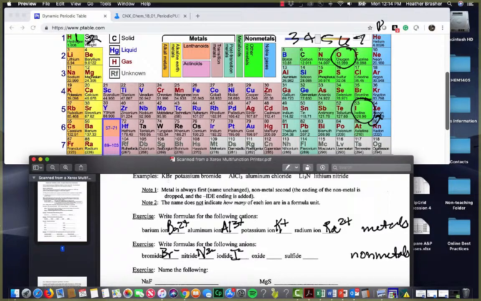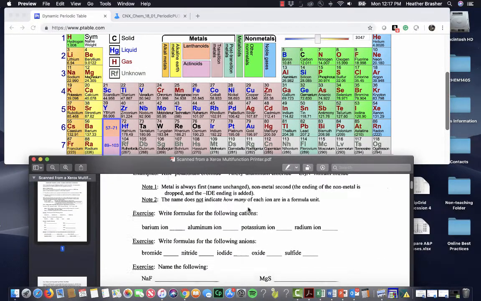Oxide is oxygen, and we need to add 2. And sulfur is underneath it, right? So it's the same idea. You add 2. So that's how we come up with the ions, or the formulas for the ions. Let's move to actually naming things.